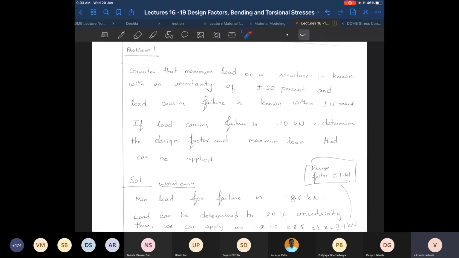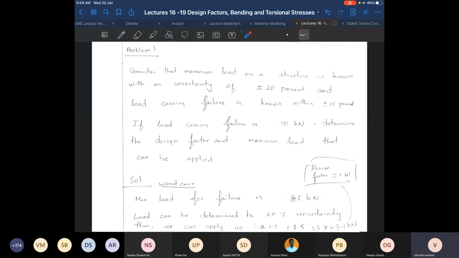How do you go about solving this problem? What is the worst condition that can happen? When they say that load causing failure is 10 kilonewtons, in reality failure could be happening for 8.5 kilonewtons. This is the worst case scenario, so the minimum load for failure is 8.5 kilonewtons. Now the load can be determined to within 20% certainty. Even though it is showing as some value x, in reality it could be 1.2 x in the worst case scenario.